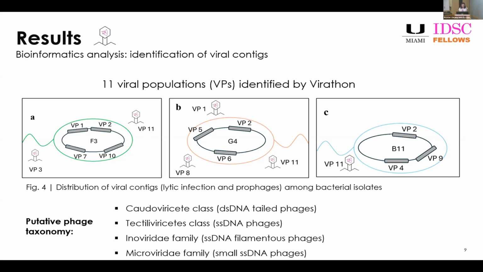environmental samples that different researchers shared, and both prophages and my lytic viruses were similar to double-stranded DNA tailed phages. Some of them were similar to single-stranded DNA phages, and some of them were filamentous phages in the Inoviridae family. And the viral population 11 contig was similar to the Microviridae family, which has small single-stranded DNA phages.